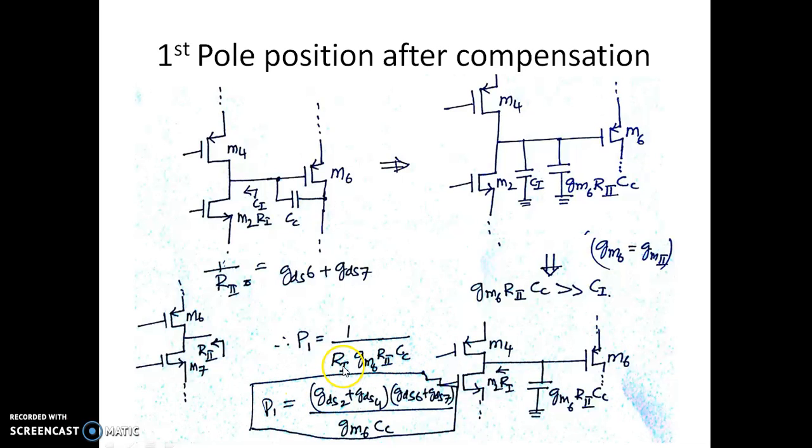Now we are replacing 1 over R1 by GDS2 plus GDS4 and 1 over R2 by GDS6 plus GDS7. So we are representing the P1 in terms of GDS, GM and Cc. So this is what is the pole position after compensation. This is for the first pole.